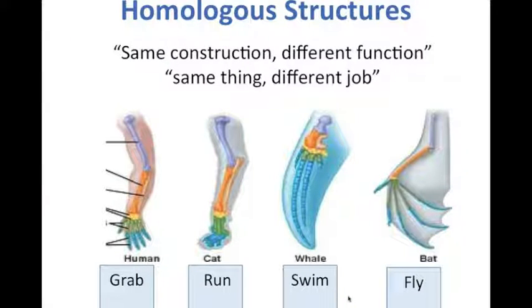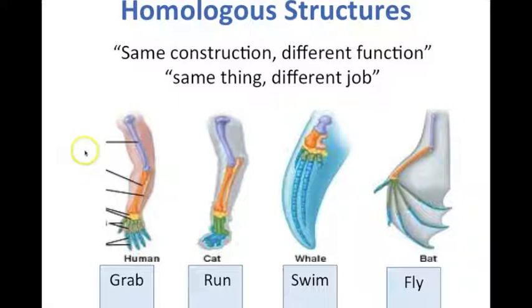All right, so one type of ancestral trait is a homologous structure. So a homologous structure is a body part, and you could say it has the same construction but serves a different function. Or in other words, the body part is the same thing but it does a different job.